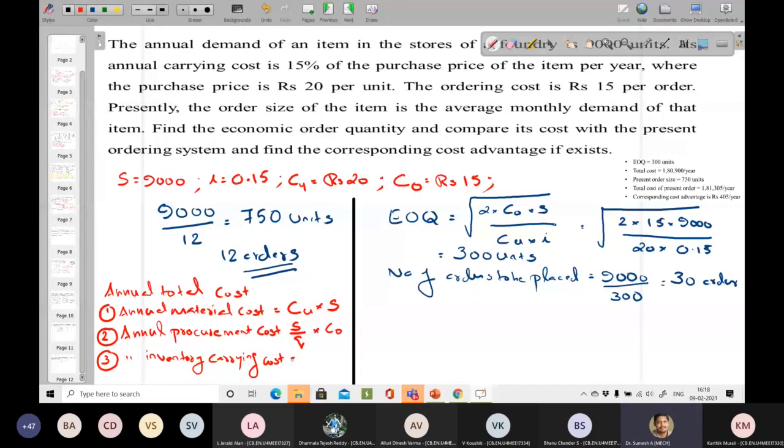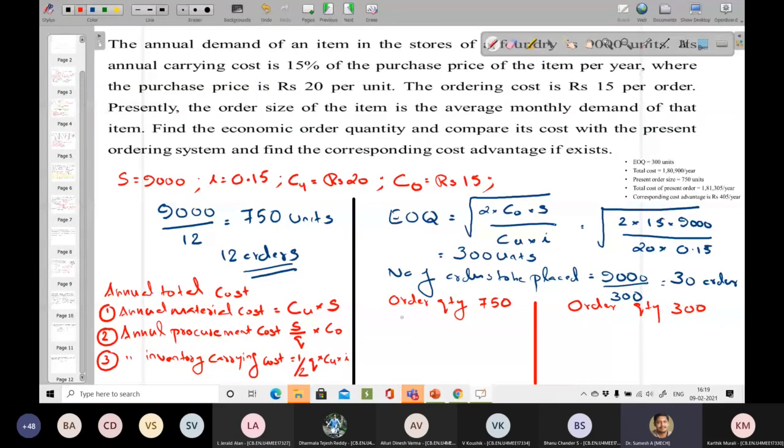Okay. So here I have two cases. One is order quantity 750, and next is order quantity 300. Now, what is the annual material cost? So CU into S. For the annual material cost, there is no change at all. Both the values will remain the same.